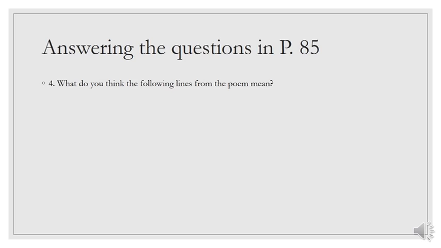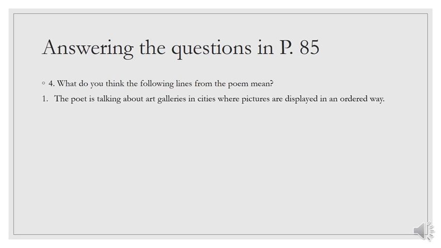Now, for exercise number 4, what do you think the following lines from the poem mean? We would take some lines and try to analyze them. In this case, we would know the meaning of them. So, the first one, art also tidily plotted with a guidebook. What does she mean? Well, here, the poet is talking about art galleries in cities where pictures are displayed in an ordered way. So, it's about galleries.